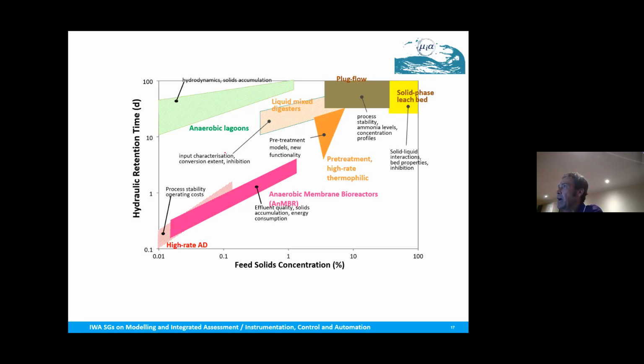And just speaking about failure modes, each type of these reactors has got different failure modes. So a liquid mixed digester, its failure mode is either loading it with too much flow or essentially ammonia overload. Whereas a high rate anaerobic digester, the failure mode is acid overload, where you exceed the capacity of the methanogens to remove acid.